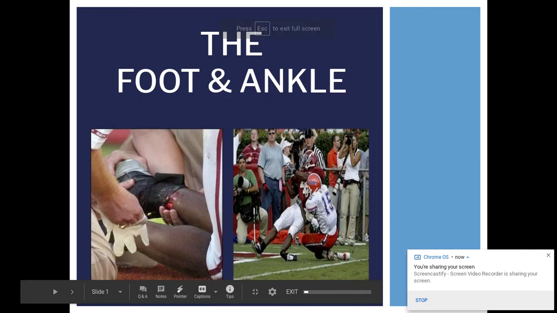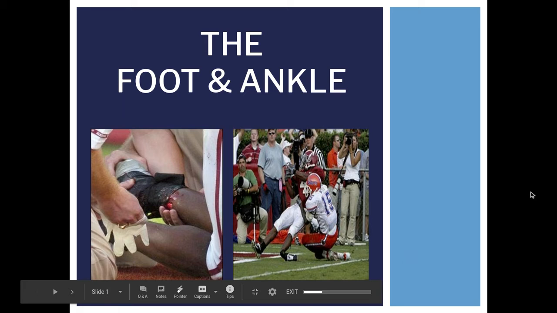All right, so today we are starting a new chapter. It is covering the foot and ankle. And I know these images right here might be a little bit graphic for you, but again, you did sign a consent form last year, or at least if you had me the year before. So yeah, hopefully this isn't something that's too gory for you.